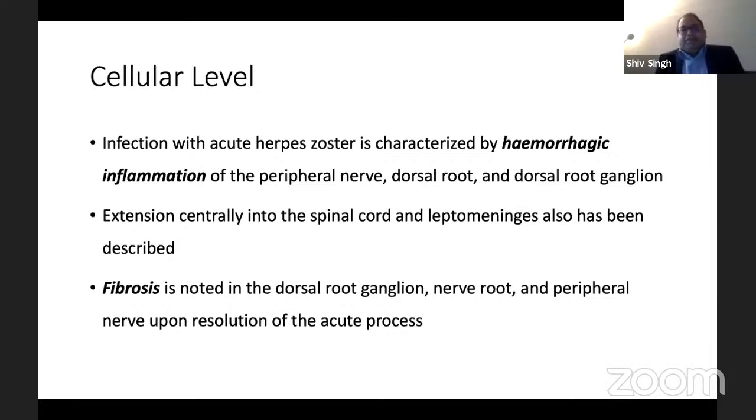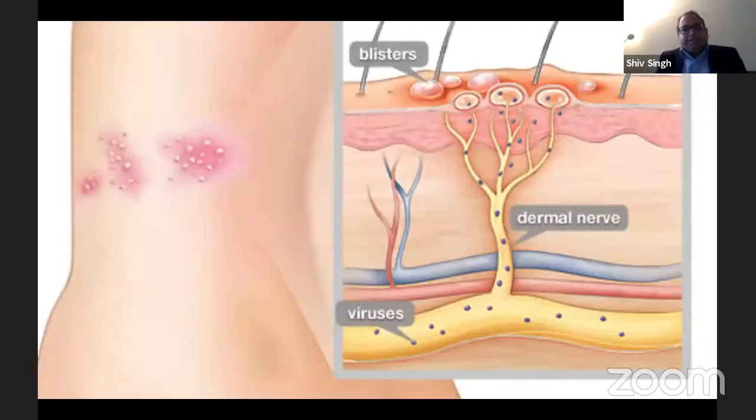It has also been seen at autopsies that there is fibrosis in the dorsal root ganglia, the nerve roots, and the peripheral nerves, even after the resolution of the acute process. And that is what leads to post-herpetic neuralgia. So there you're seeing the virus being transmitted along the peripheral nerve to the skin, where it causes these blister-like lesions. Okay.